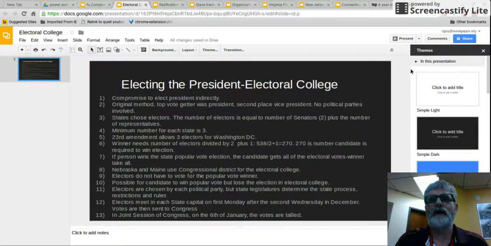The Electoral College is truly an American invention. It's been with our country since 1787, and it's the way that we elect our president. We do not elect our president directly. It's through the Electoral College.